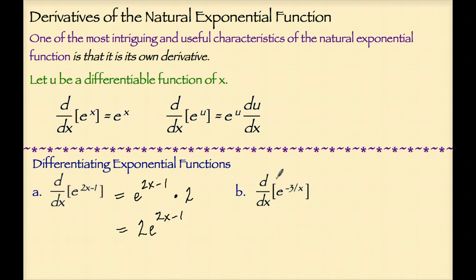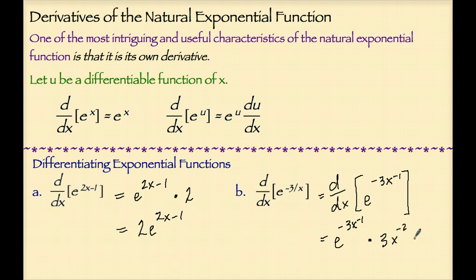There you have it. What's the derivative of e to the negative 3 over x? Let's rewrite this as d dx of this function, e to the negative 3x to the negative 1. So we'll be able to use the power rule. Well, first of all, it's e to the negative 3x to the negative 1. Then times the derivative of negative 3x to the negative 1, which is 3x to the negative 2. So we can rewrite this answer as 3e to the negative 3 over x squared.